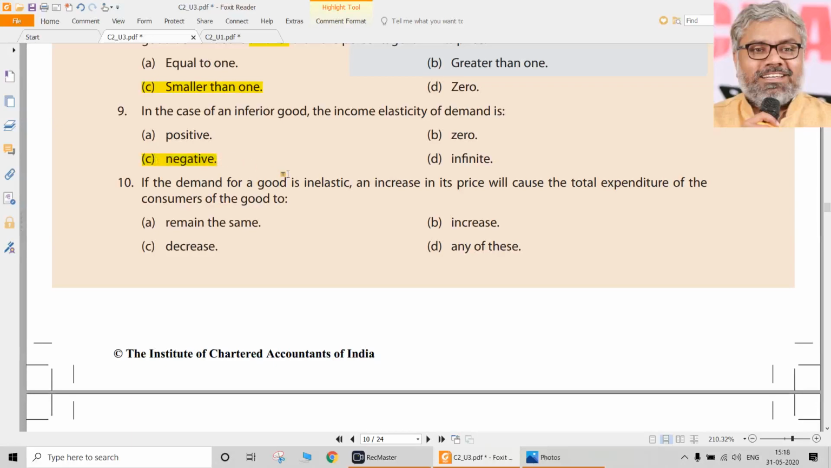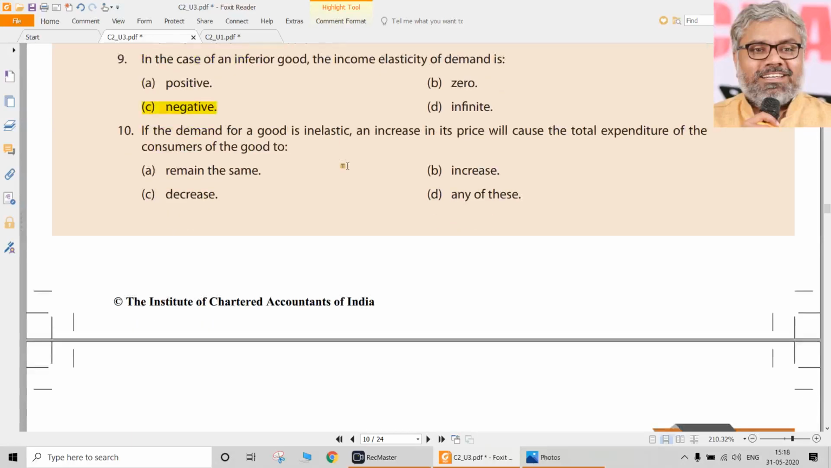So what is the opposite of positive? Naturally it is going to be negative. In other words, when income increases, the demand for inferior goods decreases and vice versa. That's what income elasticity being negative means, which means it is an inferior good. That is question number 9.